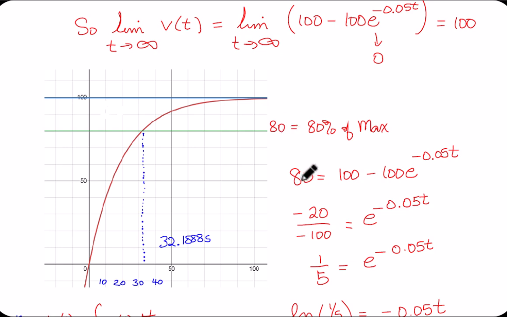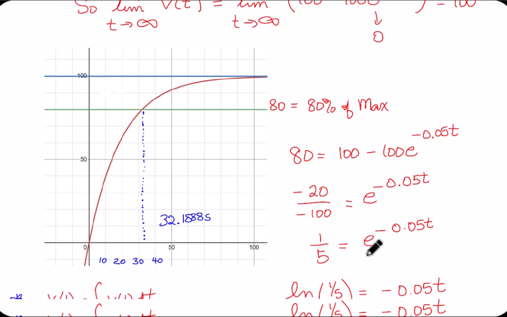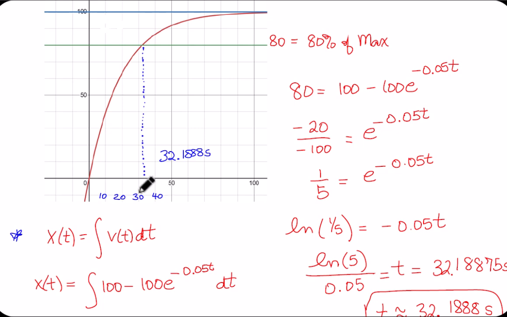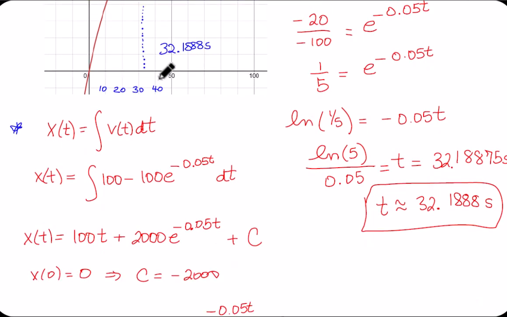And so we set 80 equal to our expression for v. Start solving. And finally get that this is about 32.1888 seconds, which you can see here from the graph of v of t. This is 10, 20, 30, 40. Here's 50, so a little bit bigger than 30 on the graph to reach that point. And algebraically, we got the exact number of 32.1888.